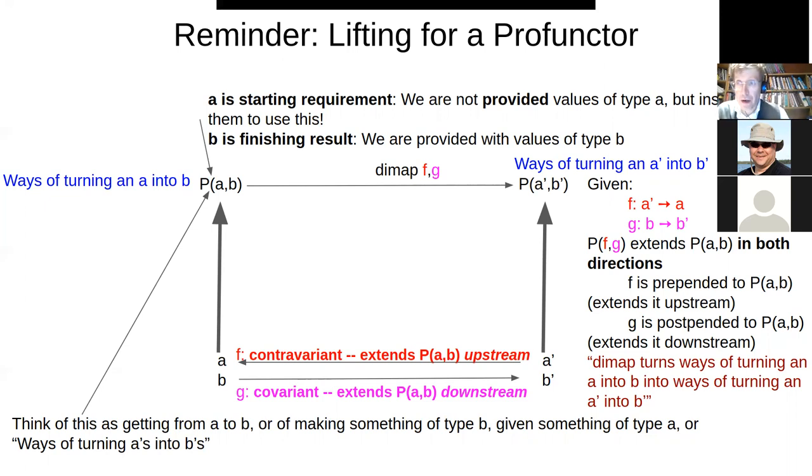We can get a contravariant functor there in some cases, as you saw through an exercise. So here, if we have this way of turning A's into B's, which is what this is, we can get a way of turning A primes into B primes by precomposing with F, by doing F before PAB. That will get us to A, then we can get our B, and then we perform G. Therefore, by lifting, we could turn something that takes A's into B's into something that takes A primes into B primes. Okay.